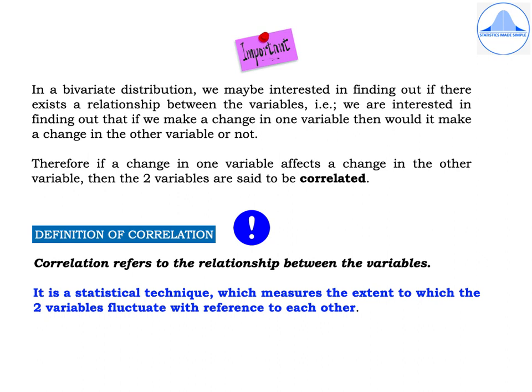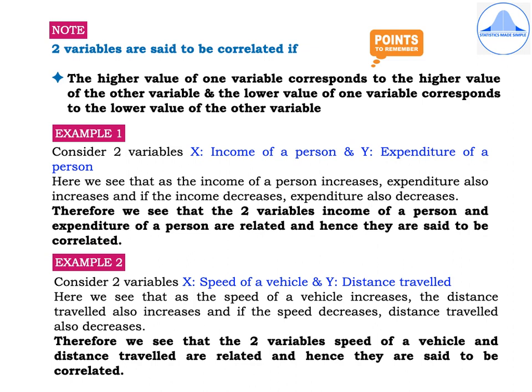Correlation, in simple words, refers to the relationship between the variables. It is a statistical technique which measures the extent to which the two variables fluctuate with reference to each other. Two variables are said to be correlated if the first condition is the higher value of one variable corresponds to the higher value of the other variable, and the lower value of one variable corresponds to the lower value of the other variable. Let's take a couple of examples.